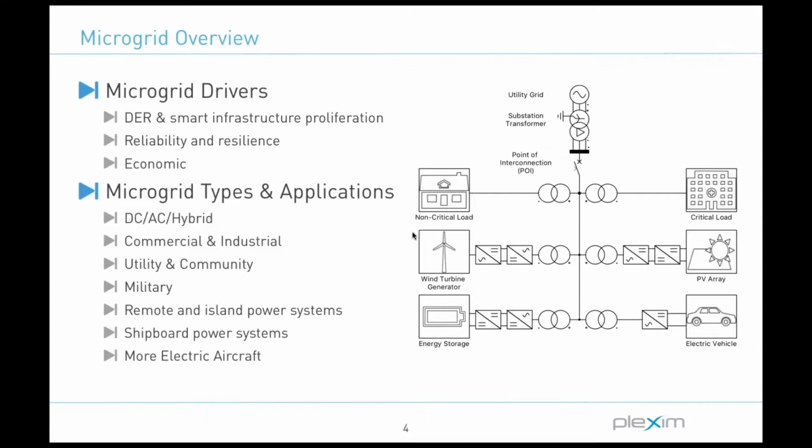So there are several different types and applications of microgrids, different AC, DC, and hybrid topologies, and lots of end users and use cases. Additionally, many of the technical challenges, principles, and control approaches that apply to microgrids also apply to small isolated electrical systems, so island power systems or shipboard or aircraft systems. In this webinar, we'll be focusing mostly on three-phase AC systems for utility applications.